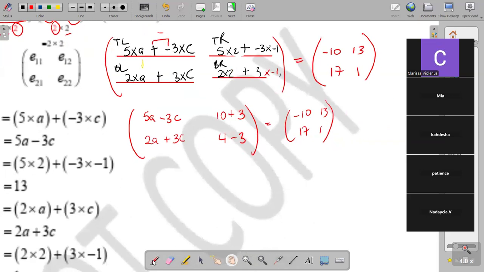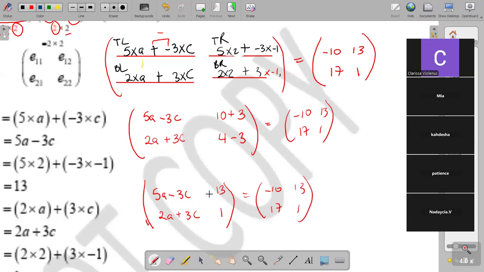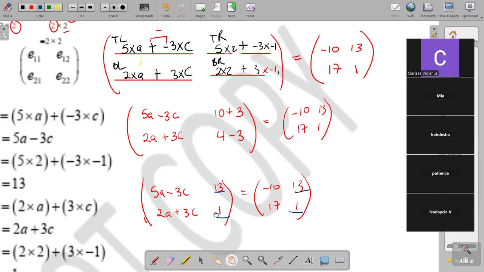So let's see if we're going good. I can't do anything with this because it's two different terms. So you put back 5A minus 3C, 2A plus 3C, 13 and 1. Everybody see what's going on now? What do I do next? Everybody realize now, watch this. 13 and 13 match. 1 and 1 match. So what do I do next?